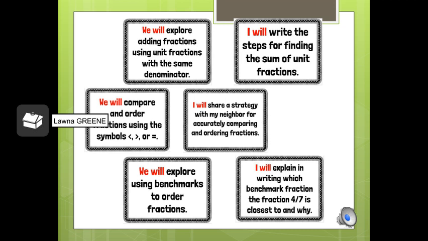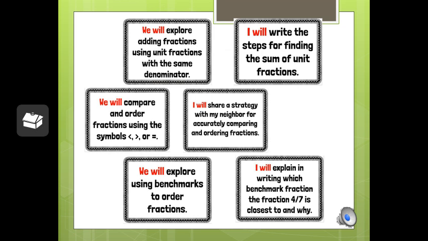So as you can see here, we have several statements. These would be for 3 days worth. We will explore adding fractions using unit fractions with the same denominator as our we will statement, and then our I will statement is I will write the steps for finding the sum of unit fractions. So they will write out and tell me what they have done to demonstrate their learning.